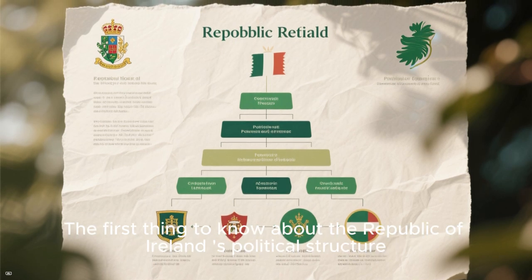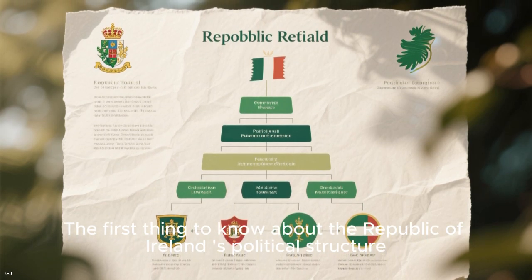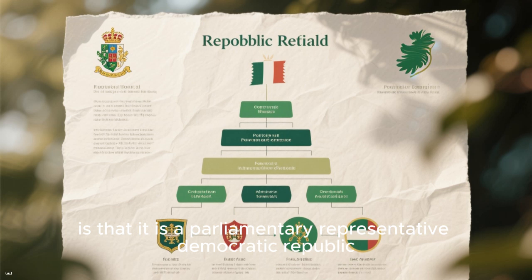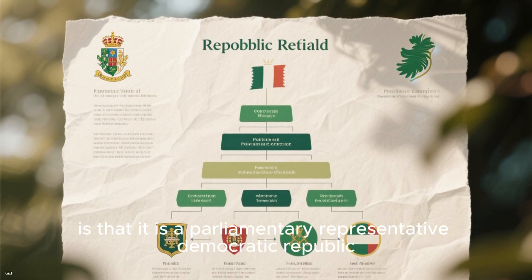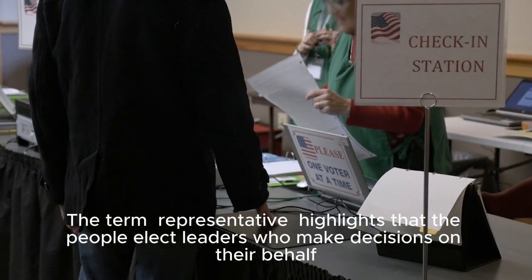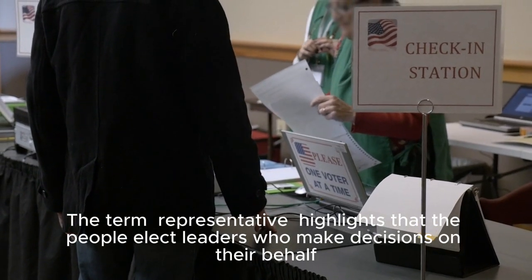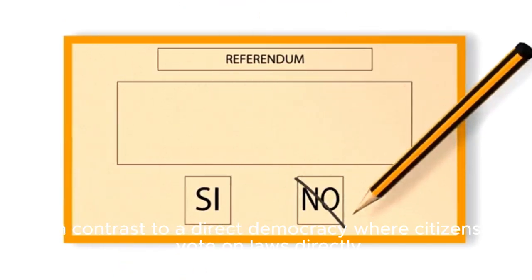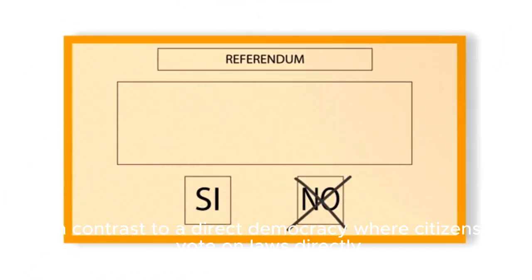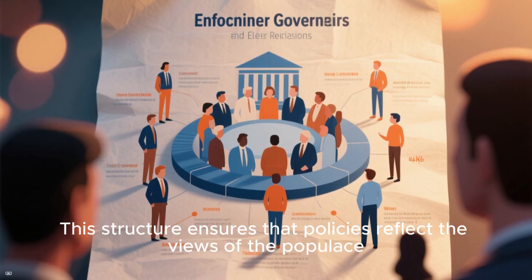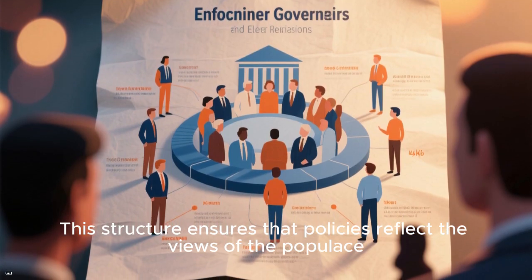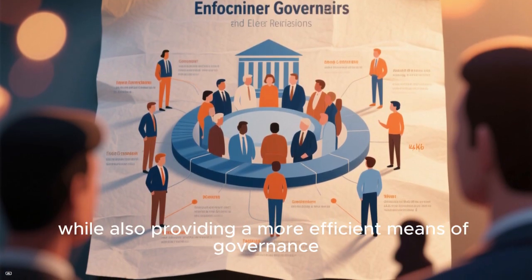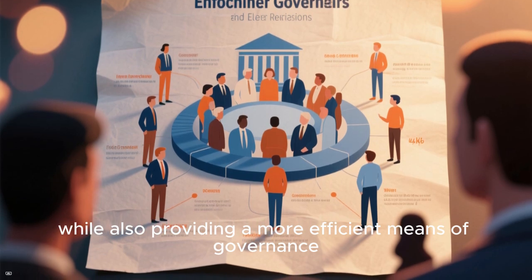The first thing to know about the Republic of Ireland's political structure is that it is a parliamentary, representative democratic republic. The term representative highlights that the people elect leaders who make decisions on their behalf, in contrast to a direct democracy where citizens vote on laws directly. This structure ensures that policies reflect the views of the populace, while also providing a more efficient means of governance.